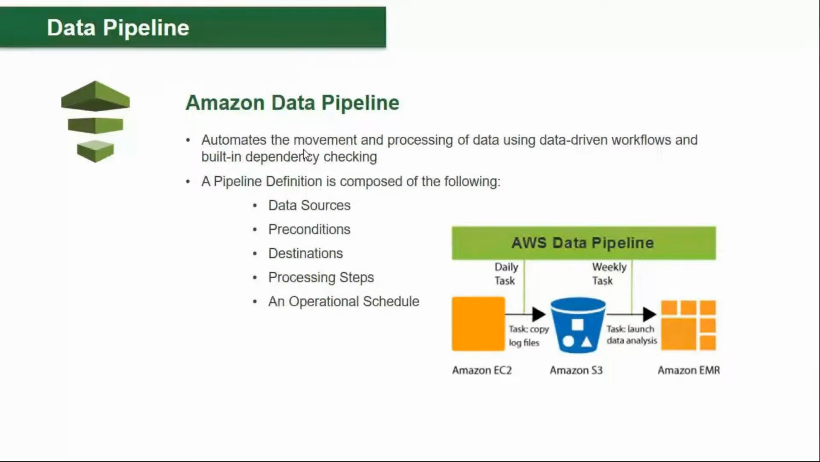So, Amazon Data Pipeline. It automates the movement and processing of data using data-driven workflows and built-in dependency checking. This is a typical example of Amazon Data Pipeline. Like, a daily task is there, an EC2 instance is there, so the task copies log files and stores them in Amazon S3, and there are some weekly tasks which are taken care of by Amazon EMR.